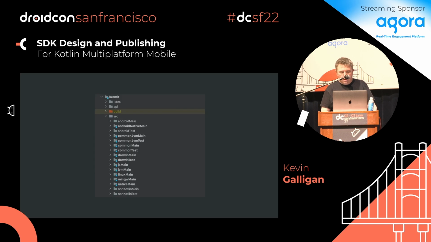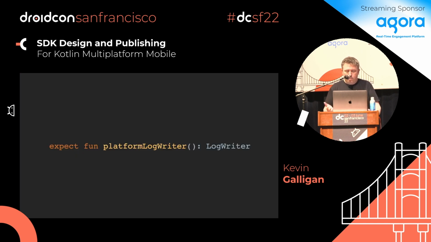So this is the folder structure for Kermit, and Kermit has many targets because logging is kind of a platform-specific thing. It would be daunting to try to have an expect actual for this whole thing. But we solved that with this platform log writer, which is a factory function. So if you don't know what to do when you load Kermit, you just call that, and it'll pick the right one. But you don't need to do that, especially in testing. So that's what I would say.